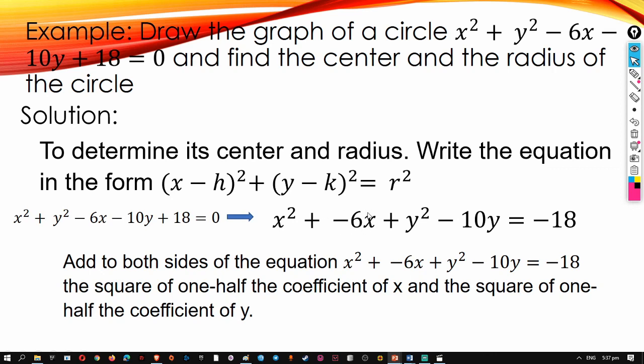Ang coefficient ng x ay negative 6. And get 1/2 the coefficient of y. Ang coefficient of y ay negative 10. So, kukunin natin 1/2 then square. Magiging ganyan siya. So, 1/2 of negative 6 is equal to negative 3. Tapos, square it. Negative 3 squared is equal to 9. So, ito yung i-add ninyo para siya maging perfect square trinomial.